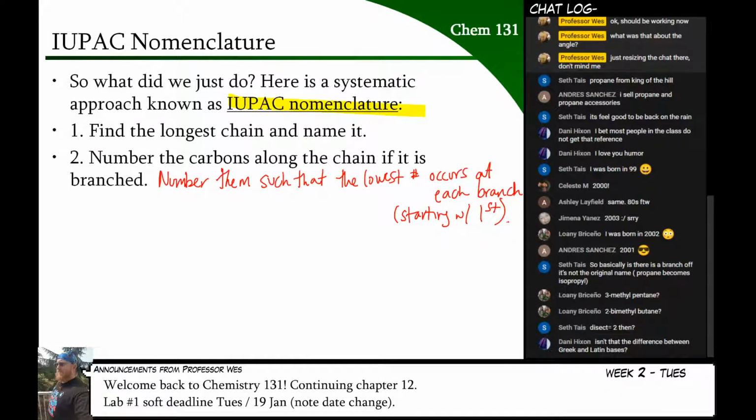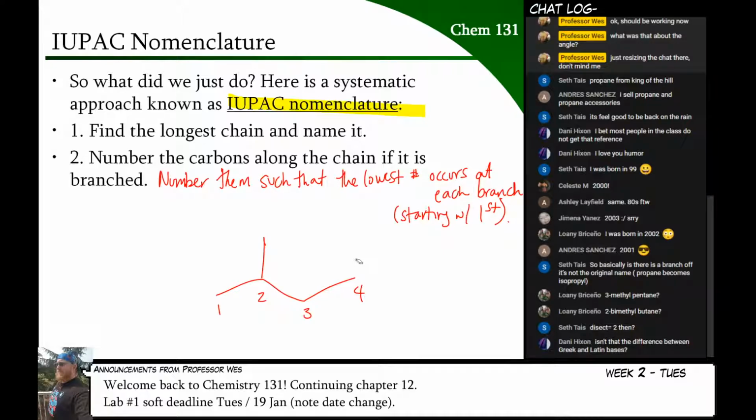So for example, let's suppose that I have this. And I have a methyl coming off of it. If I number it this way, the branch occurs at position 2. But if I number it the other direction, it occurs at position 3. Which would mean that 2-methylbutane and 3-methylbutane would be the same thing? That doesn't make any sense, right? Why would I have 2 names for the same thing? So, we're going to number them such that the lowest number occurs at each branch.